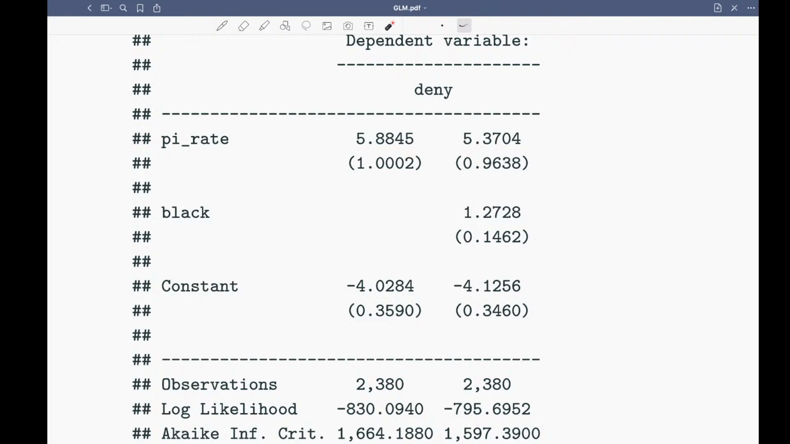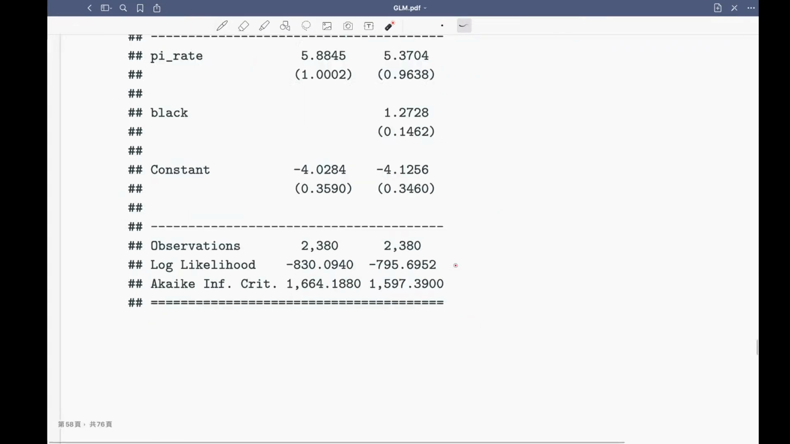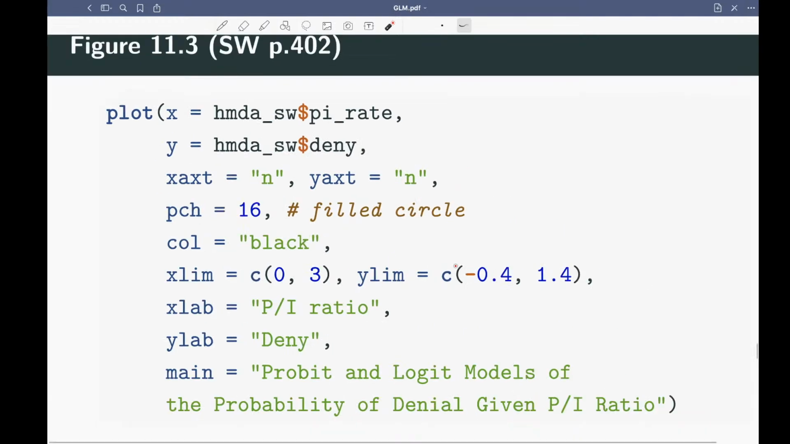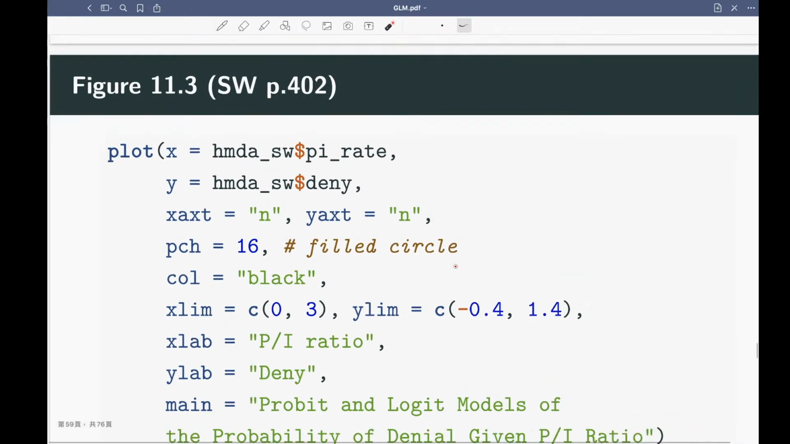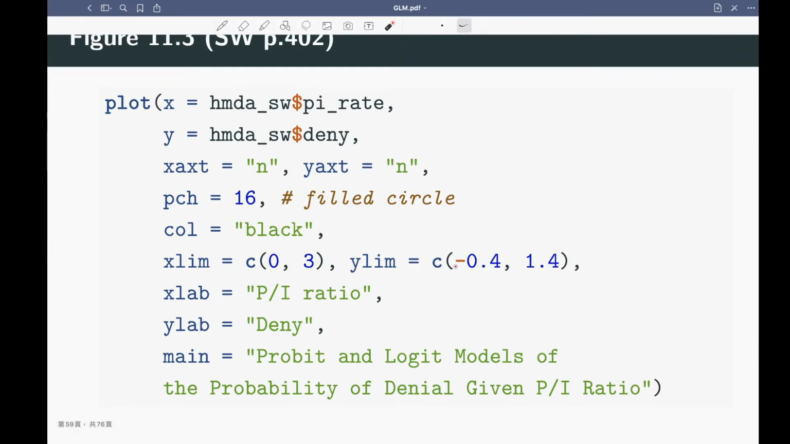Okay, so how about the predicted value and a scatter plot? At first, we can see a scatter plot. We use the one regressor model as our example. So PI ratio and deny for the x and y, with labels and a main title. We want to compare the Probit model and Logit model in a scatter plot.